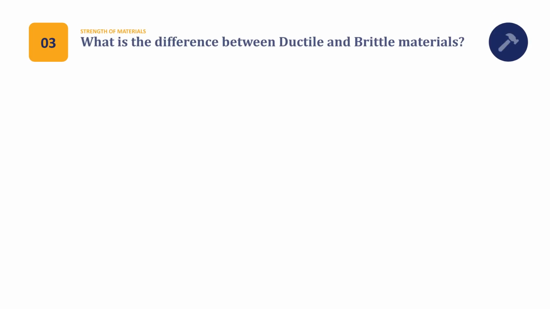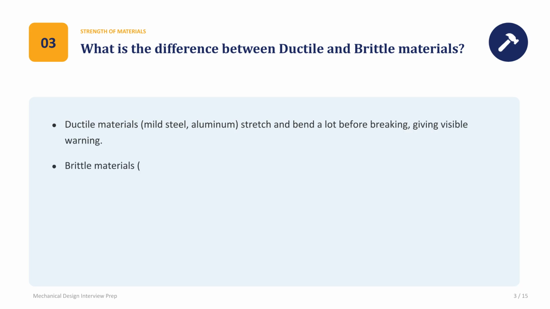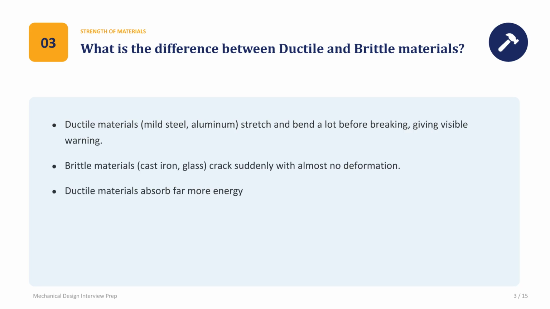Next, ductile versus brittle materials. Ductile materials, like mild steel or aluminum, stretch and bend a lot before breaking, giving you a warning sign first. Brittle materials, like cast iron or glass, snap suddenly with almost no warning. The difference comes down to how much energy each absorbs before failing.